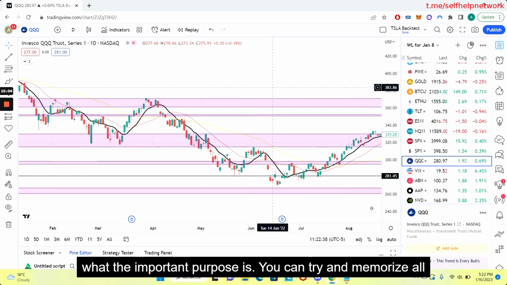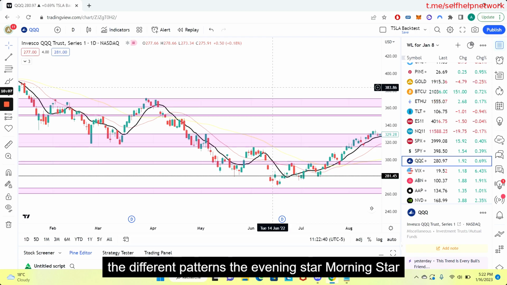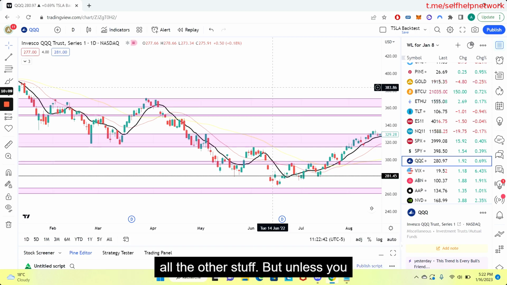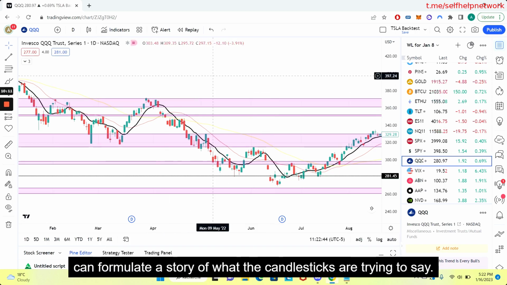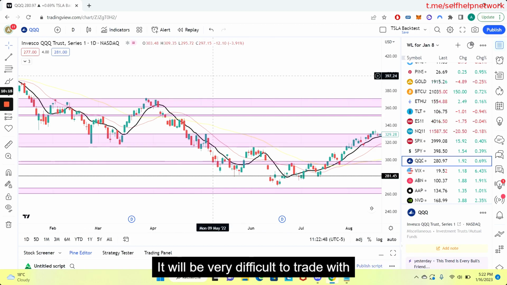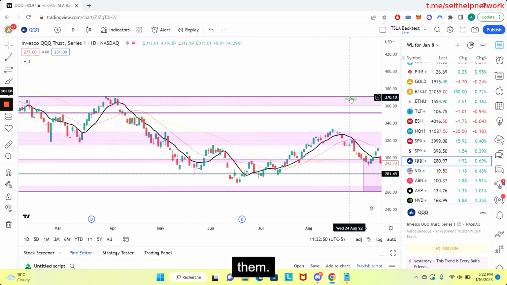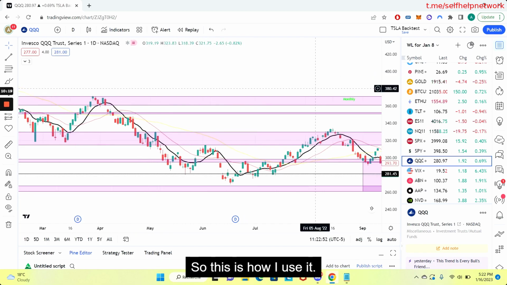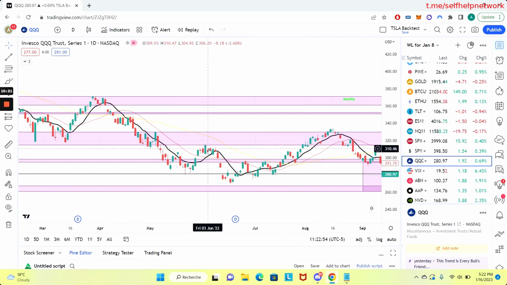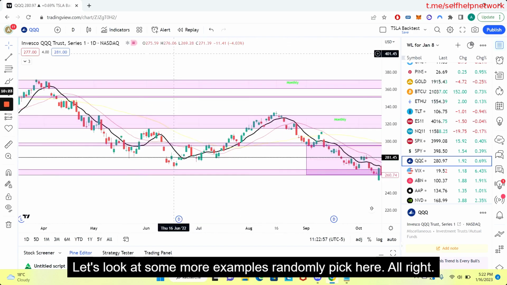You can try and memorize all the different patterns, the evening star, morning star, all the other stuff, but unless you can formulate a story of what the candlesticks are trying to say, it will be very difficult to trade with them. So this is how I use it. Let's look at some more examples, randomly pick here.